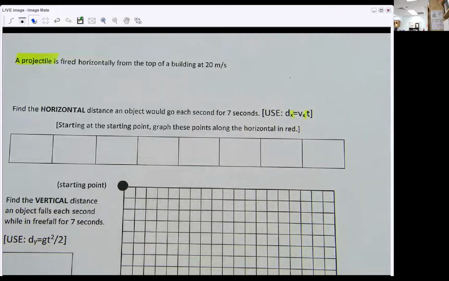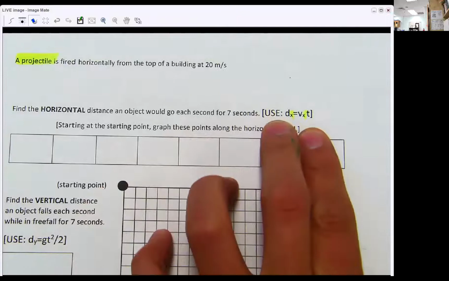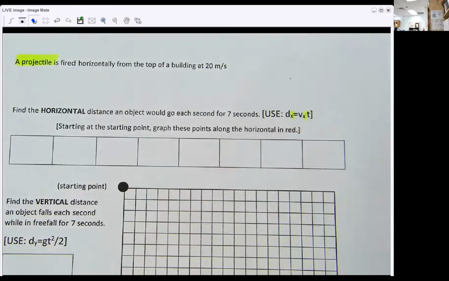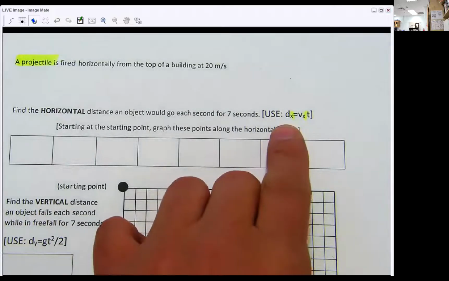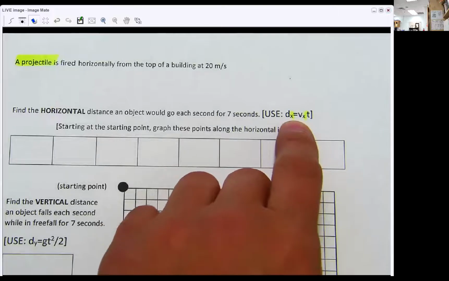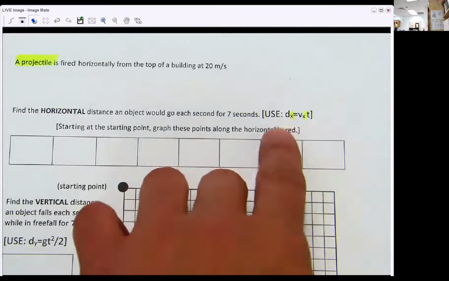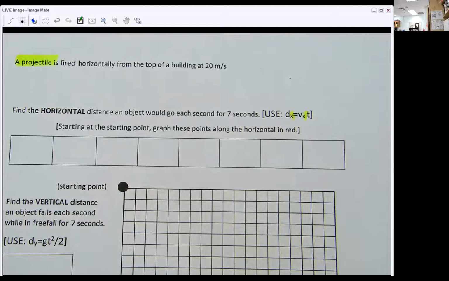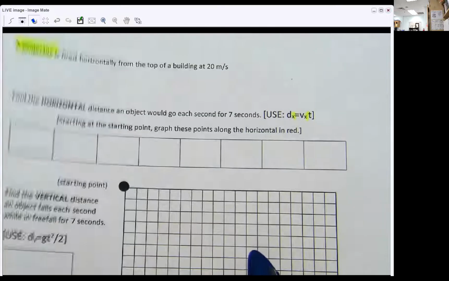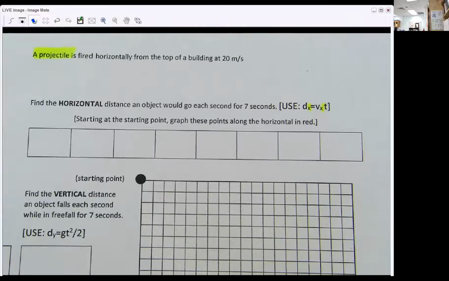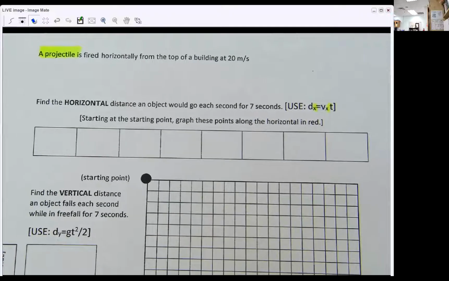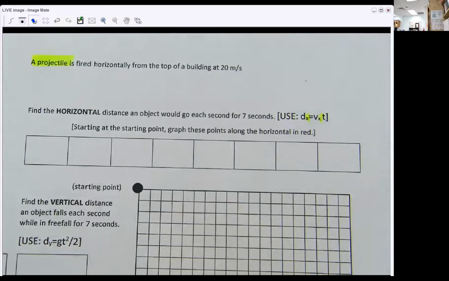I can't quite remember. But we have to be specific now because we have two different components that we're going to be looking at. We have the horizontal, but we also have the vertical. So when it says find the distance, the horizontal distance, we have to be specific that this is the equation that we're going to use for that. Okay, so we're going to practice some of that now right here in these boxes. And so we want to find what the horizontal distance would be each second for 7 seconds. I think I have an eighth one here.